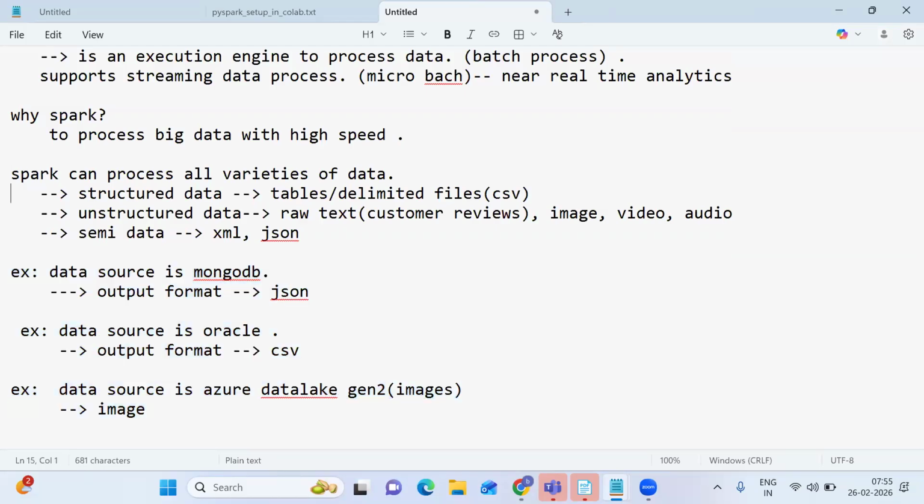So this is another beauty. The first advantage of Spark is that even with big volumes of data, it has very high speed, supporting all varieties. Got it?